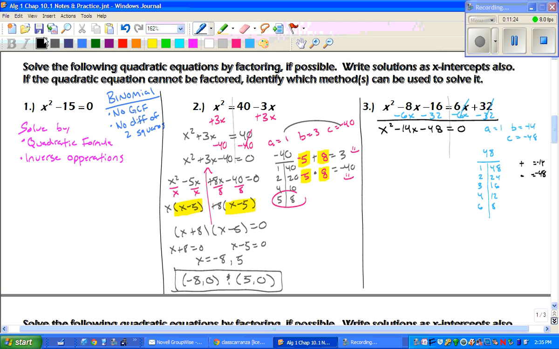And at this point right here, you can be like, oh, Mr. Grice, this can't be factored. Okay, well, if it can't be factored, which can we use? Okay, we can't take out a GCF. We can't do splitting the middle term. The only way that we can use this is we can solve by the quadratic formula. Okay? All right.